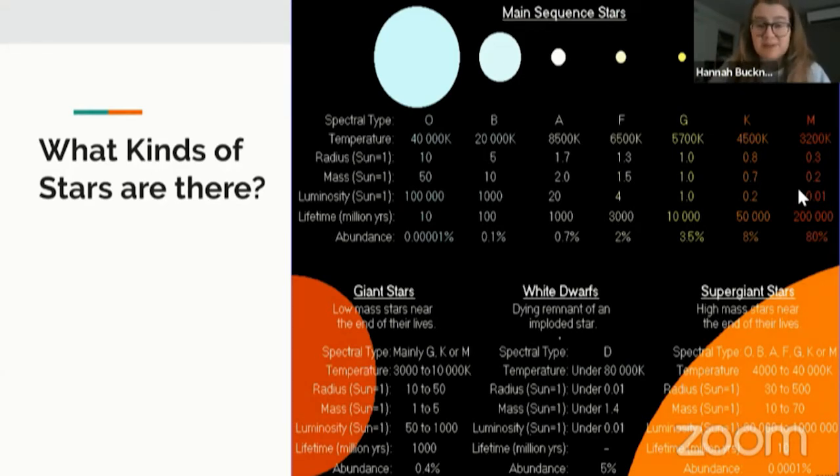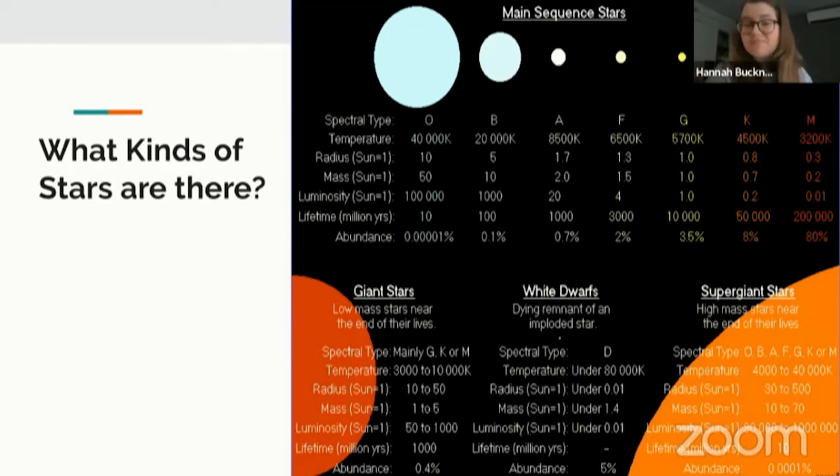And then for M-type stars, they are very cold. They are 3,200 Kelvin. They are very small. They are just 0.3 radius in comparison to Earth, the sun's 1. They have much less mass and they are not bright at all, which is why they're red. They have less energy, so they're gonna be on the red spectrum, but they can live the longest. I can't even quantify how much it is, but they take up about 80% of the universe.